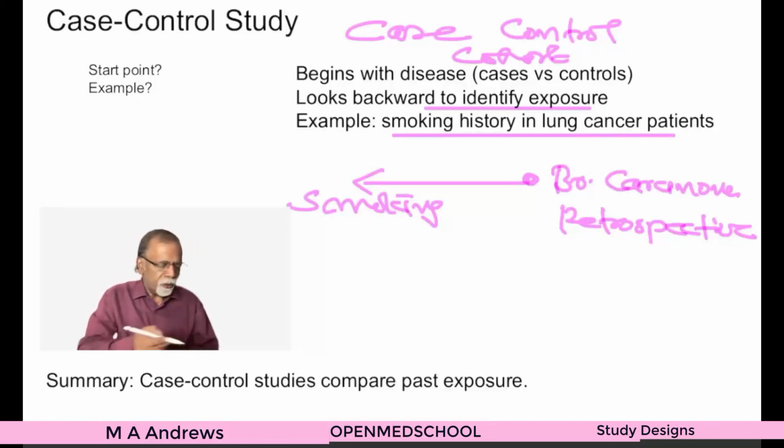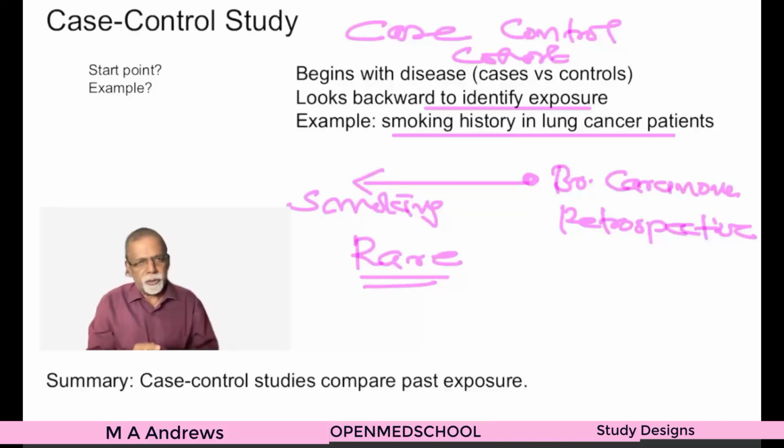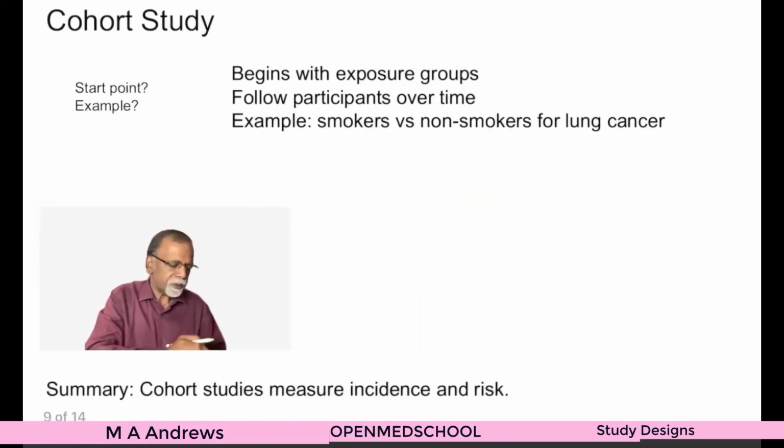And this is usually used for rare cases, for example, when the number of cases is less. So these two points you remember. This is a retrospective study. Why is it retrospective? Because the outcome has occurred, and then you are studying what is causing it. So this point is clear.